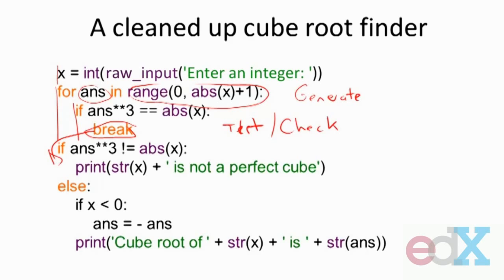Now, why do I have to do one last check? Well, I don't know whether I hit a break or whether I actually ran out of values to try. So I'll see which case I'm in. If I'm out of values, in other words, if answer cubed is not equal to the absolute value of x, which meant that this test was not what caused us to get there, I'll return the fact it's not a perfect cube. Otherwise, I'll just do what I did before. Make sure I know which sign I want to use and then print out the right thing.